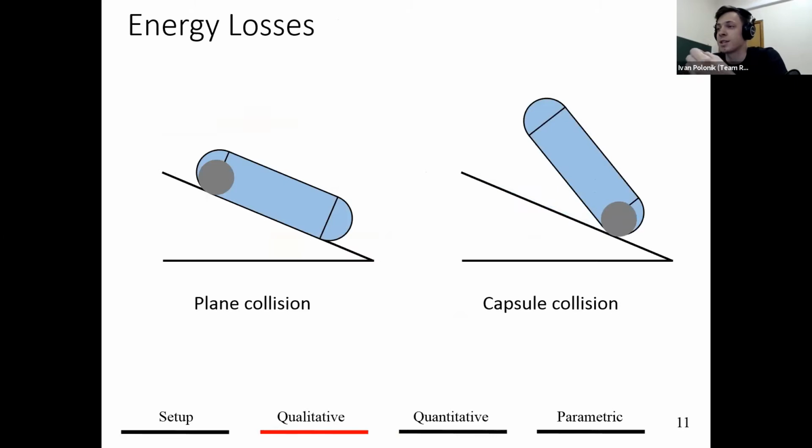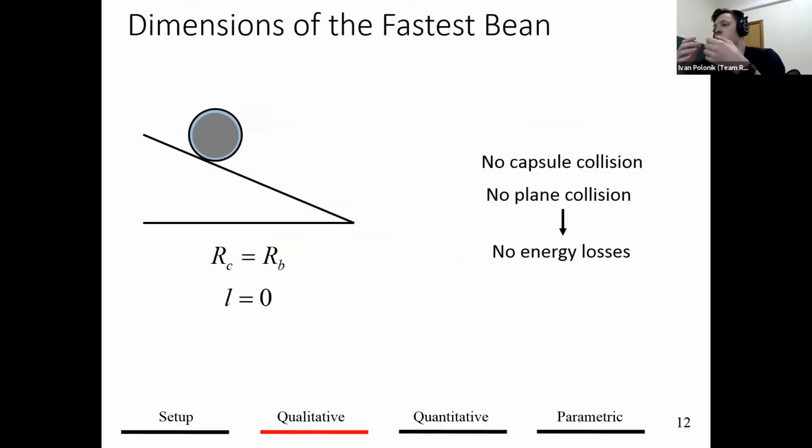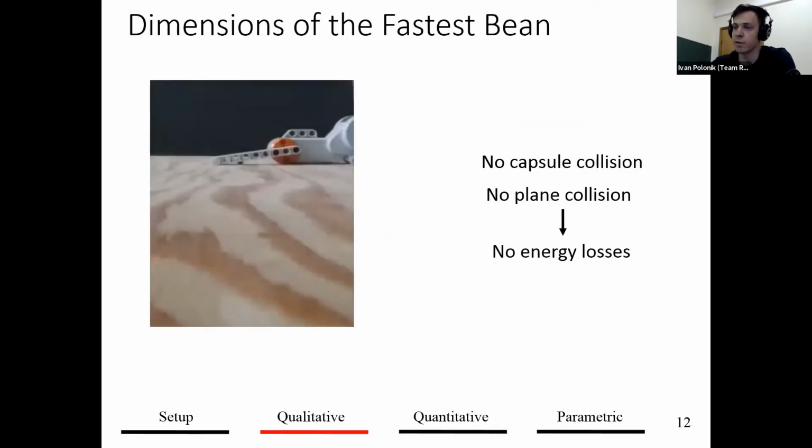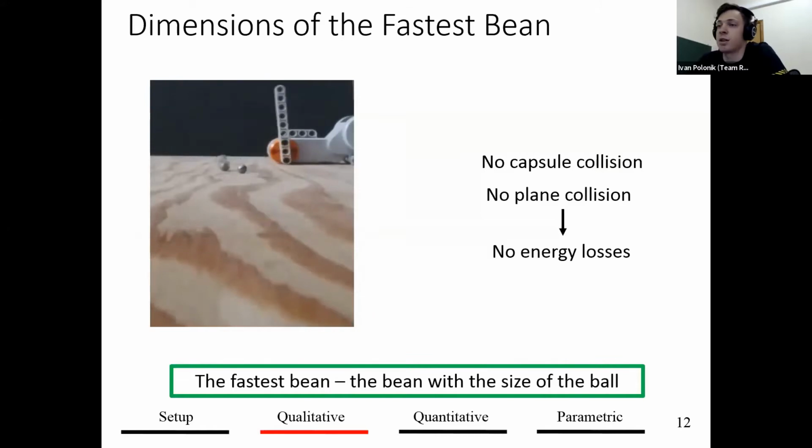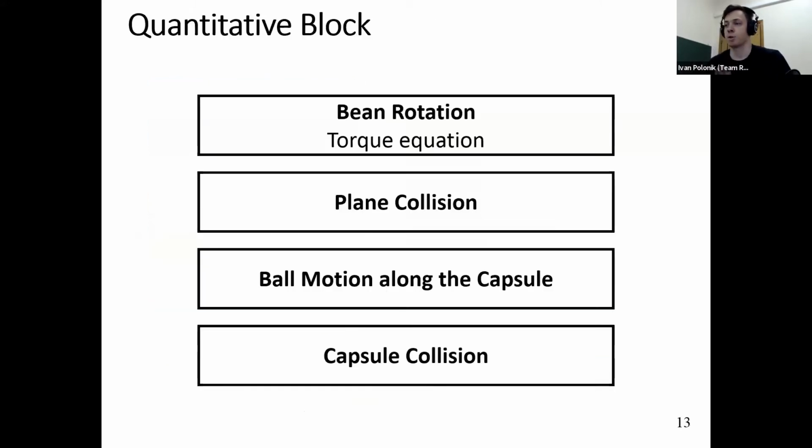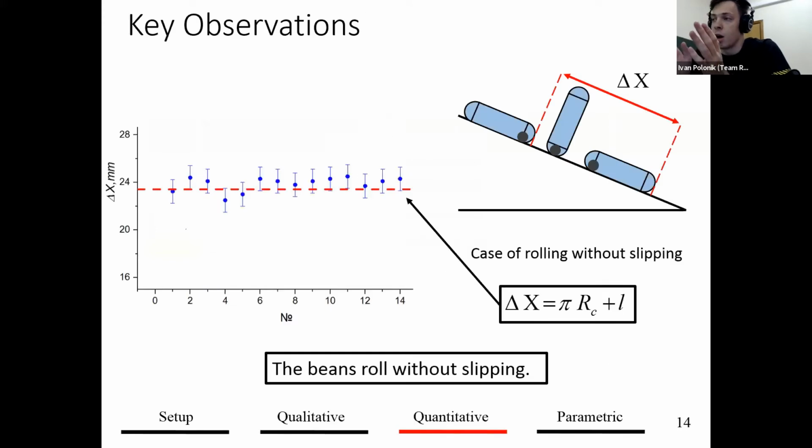So, if you want to get the fastest possible beam, we should minimize energy losses in the system. The result of such optimization you may see on the frame. It is a beam with the size of a ball, so it goes down without energy losses. And from this video, you may clearly see that it goes down much faster than the beam with different parameters. So now we're ready to go to the quantitative block, and we'll describe all 4 parts of the motion one by one.